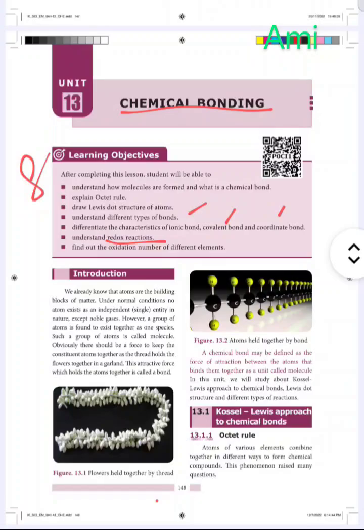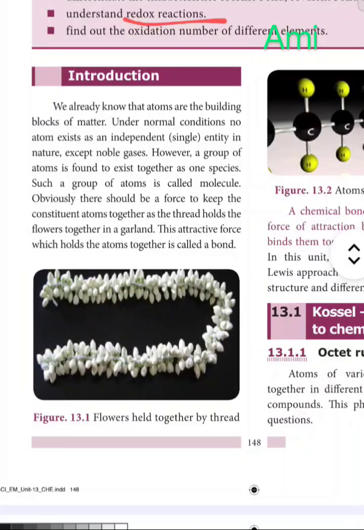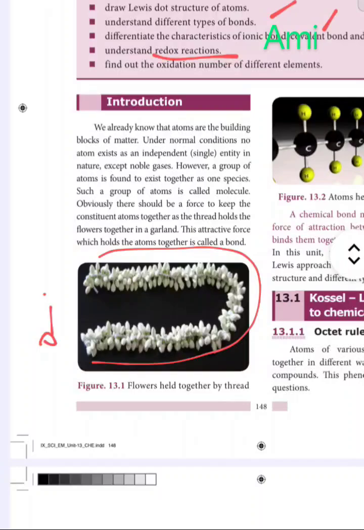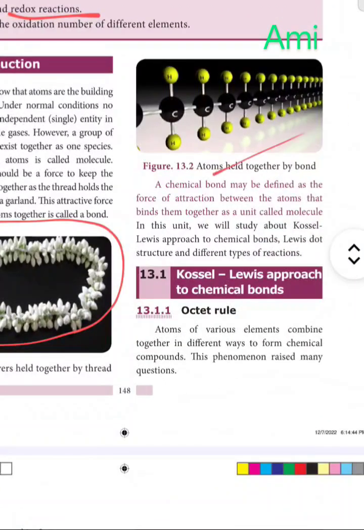The introduction part. Here you can see that a flower is being held with the help of a thread. Various flowers are being held with the help of a thread. Similarly, various atoms will form a chain-like structure with the help of bonds. That kind of bond is known as a chemical bond. So atoms are held together with the help of the bond.